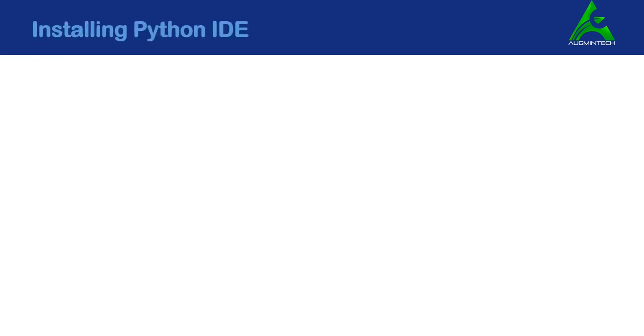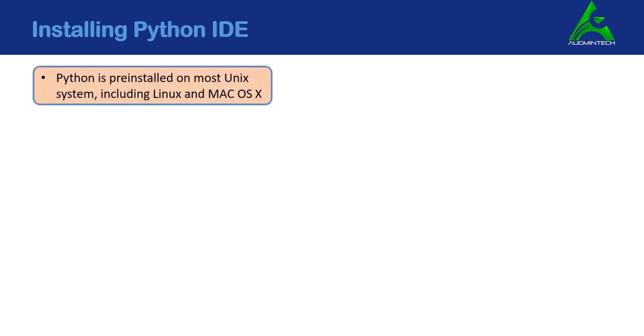Now let's see installing a Python IDE. IDE here stands for Integrated Development Environment. Python is pre-installed on most Unix, Linux, and Mac operating systems. Python actually comes in two versions, 2.x and 3.x. The 2.x version is already deprecated. Now we have the 3.x version. On operating systems like Unix, Linux, and Mac OS, the 2.x version is installed. You just have to write a command to upgrade it to the 3.x version.